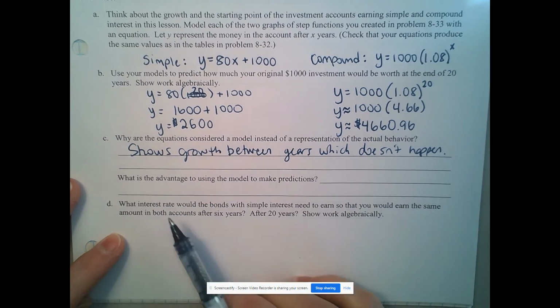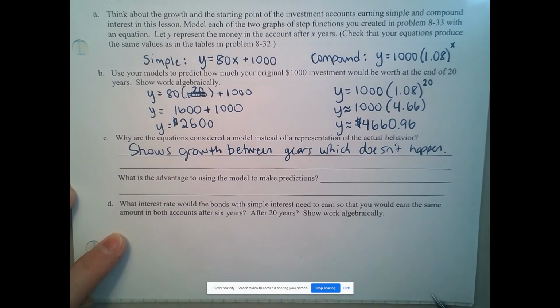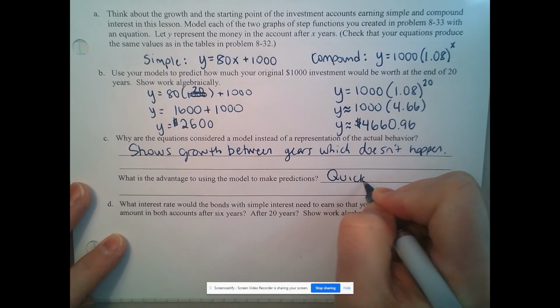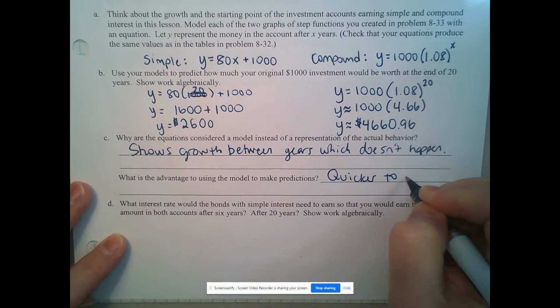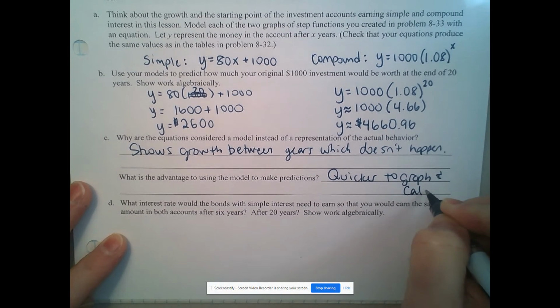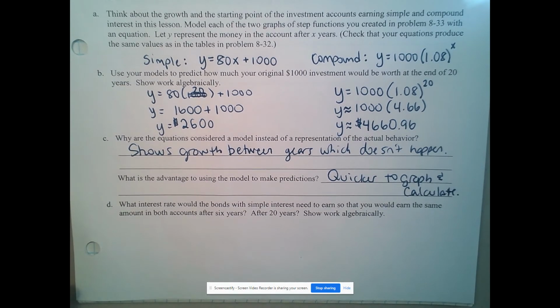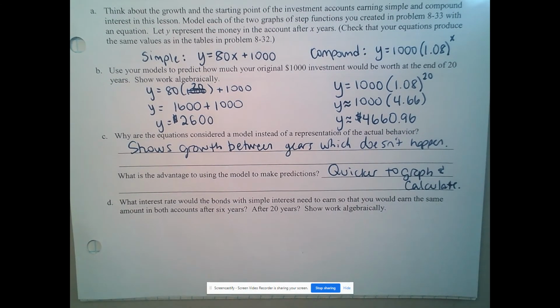What is the advantage to using the model to make predictions? It's a lot quicker to graph and it's a lot quicker to calculate. And if we use just the logical part of our brain and say, great, if I've had that in there for 5 years and 7 months, I'm only going to plug in 5 because I won't get credit for the 6th year until the actual start of the 6th year.